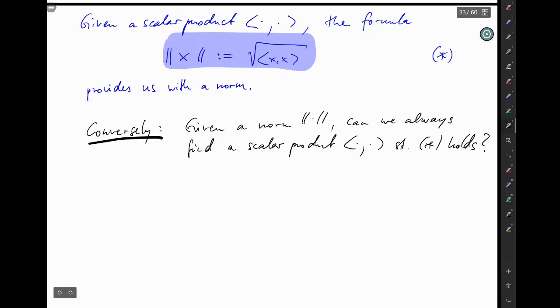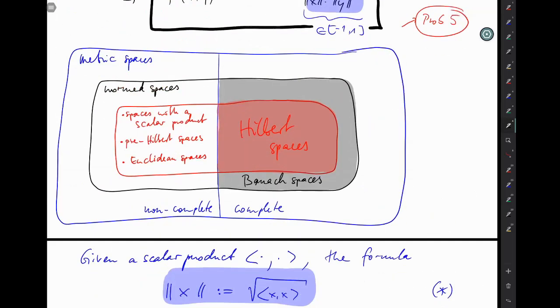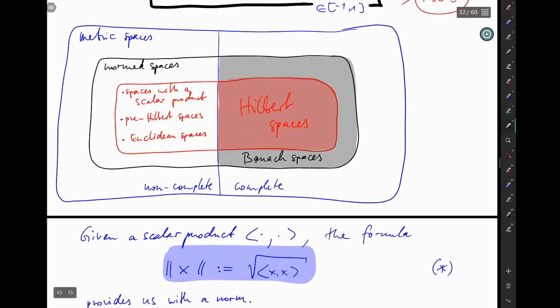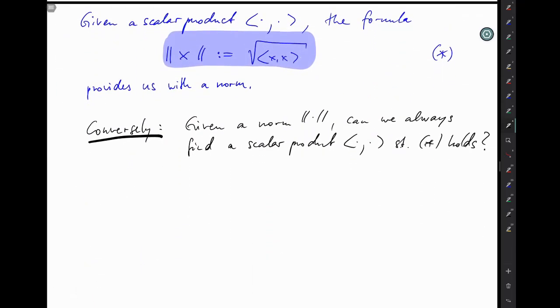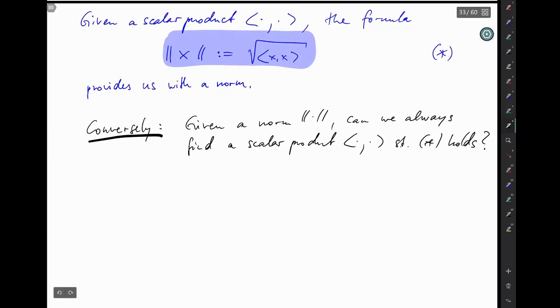Okay, that's an interesting question because it's somehow turning the story upside down. Because before we said whenever you have a scalar product, then you have a norm, and hence spaces with a scalar product are a subset of the set of all normed spaces. Now, if this would also work the other way around, then these would be the same, and then Hilbert spaces and Banach spaces would be the same, which would probably be strange. So why would we need different names for one and the same thing? So probably the answer is no, but let's find out ourselves.